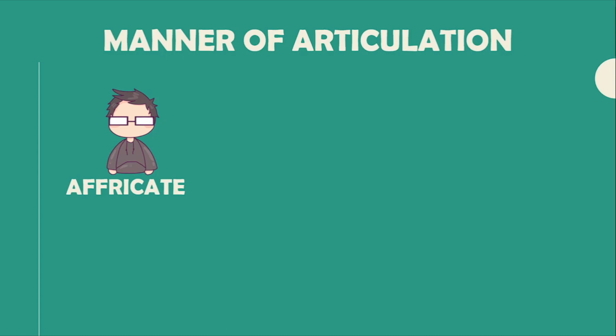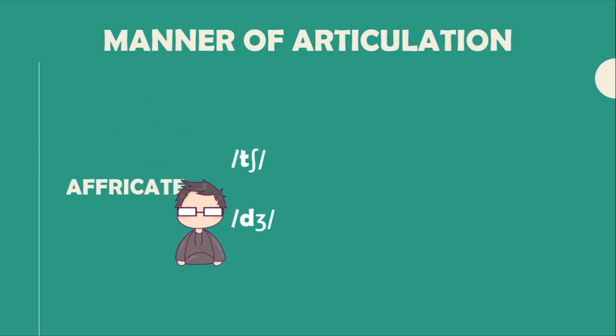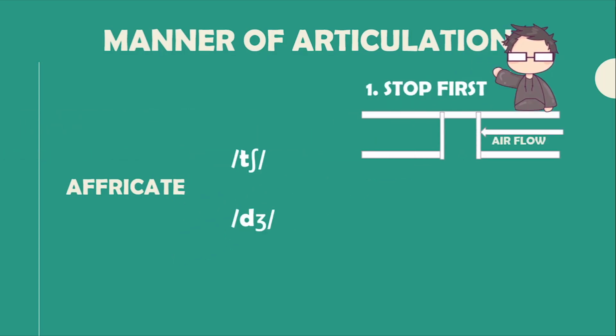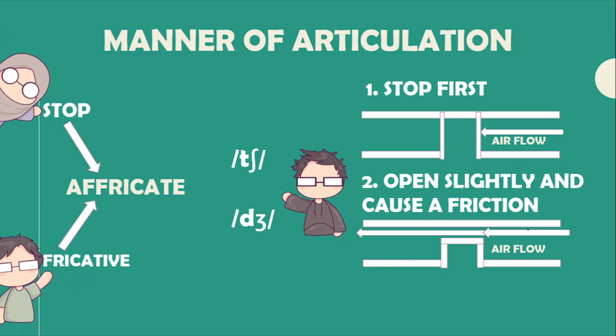Now, the affricate. The affricate only has two sounds. It is j and j. So in affricate, as the sound is produced, at first there's a complete blockage of the air, just like the stop. Then the passageway is opened, but not all the way. The passage just opens a little bit to allow the air to go through. But since it's a narrow passage, it will create friction, so it's acting like a fricative. So, to put it simply, affricate is a mix between a stop and a fricative.